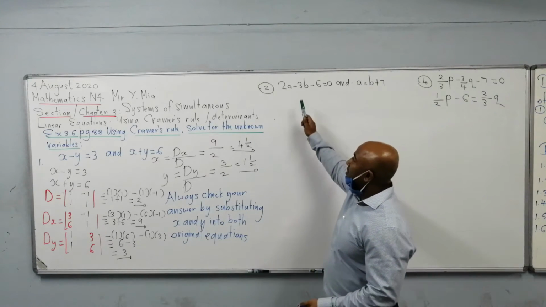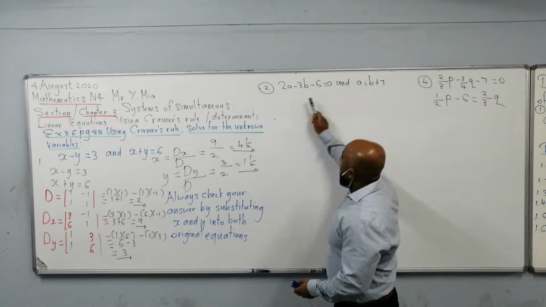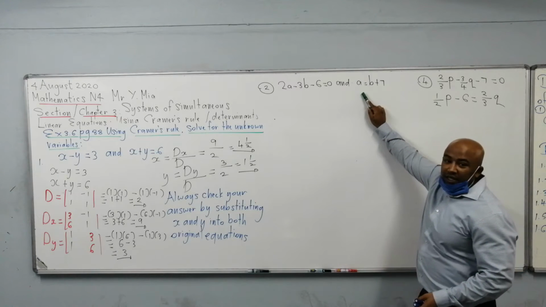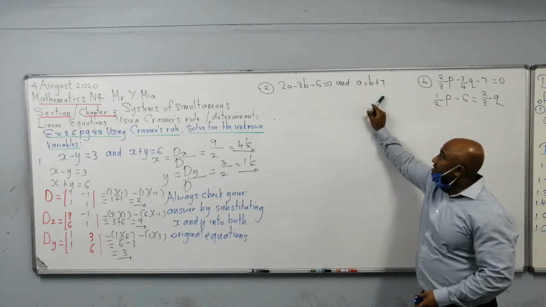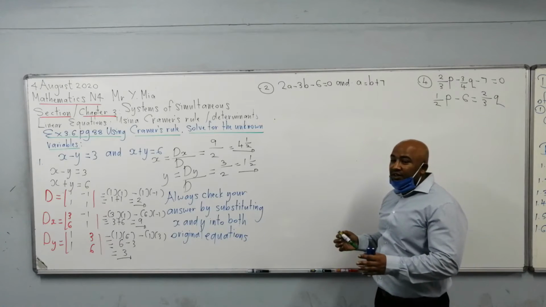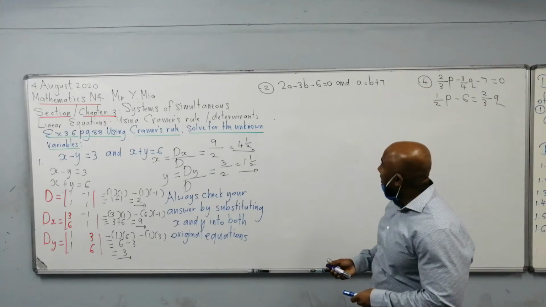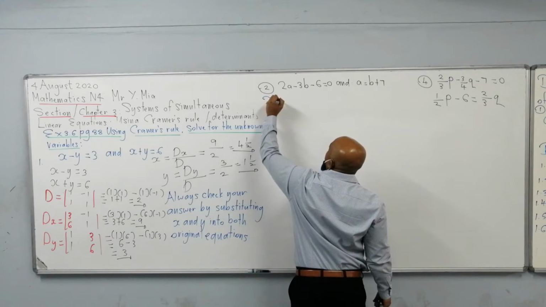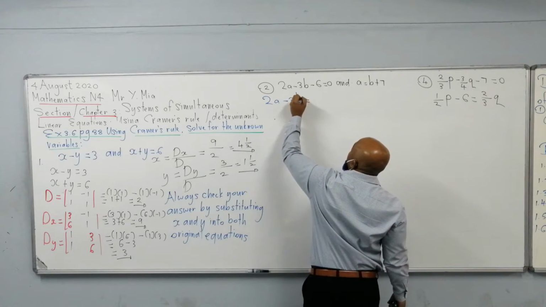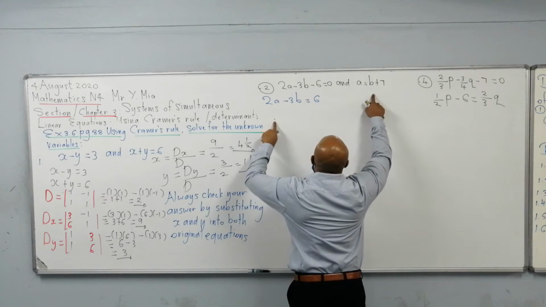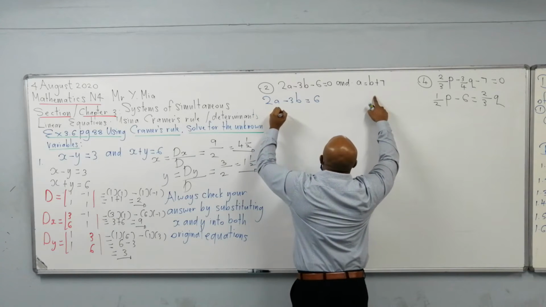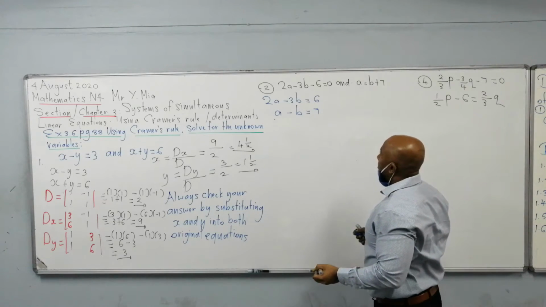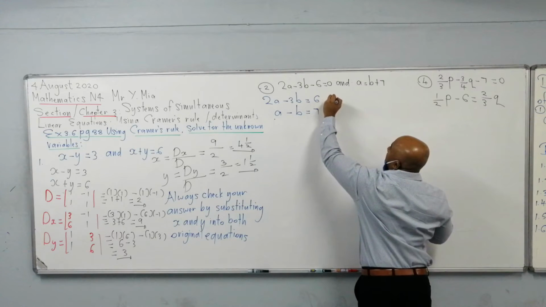So here we are working out a and b. So here we've got 2a minus 3b minus 6 is equal to 0, and a is equal to b plus 7. The equations are not in order, so rearrange them. So here I have 2a minus 3b is equal to 6, and this one, a minus b is equal to 7.